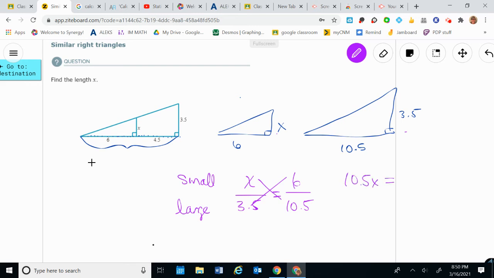10.5x equals 3.5 times 6. Should be 21, but I'm not sure. No, it's not. It can't be 21 because 6 times 5 is 30. Ooh. Okay. Well, 3.5 plus 3.5 is 7. Oh, 7 and 7 is 14, and 7 is 21.5, probably. Okay, let's try that. 3.5 times 6, 30.